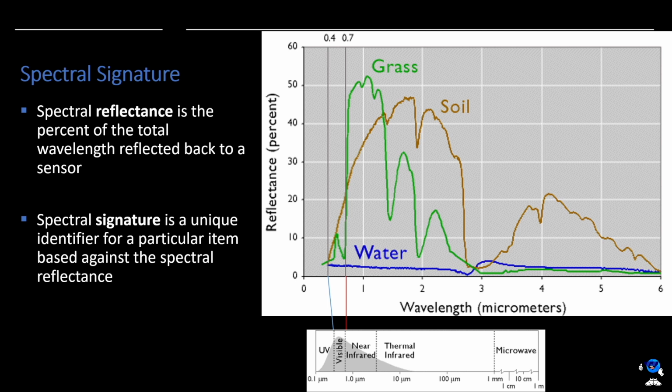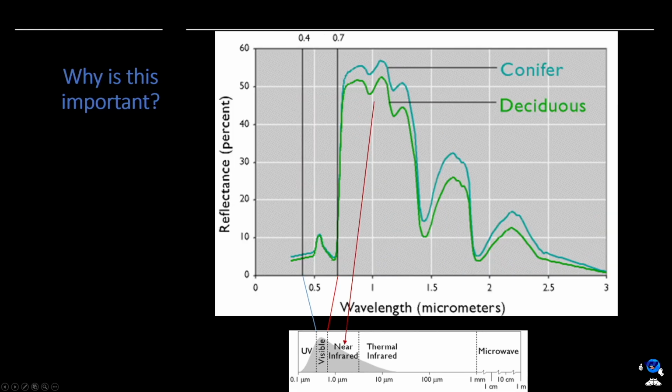Brownish-gray soil reflects more energy at longer wavelengths than grass. Water absorbs more incoming radiation across the entire range of wavelengths. Knowing their typical spectral response characteristics, it is possible to identify forests, crops, soils, and geological formations in remotely sensed imagery and to evaluate their condition. So why is this important?